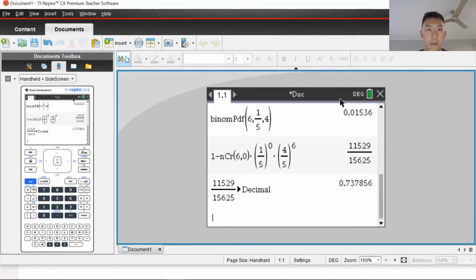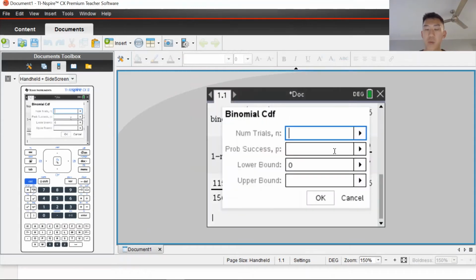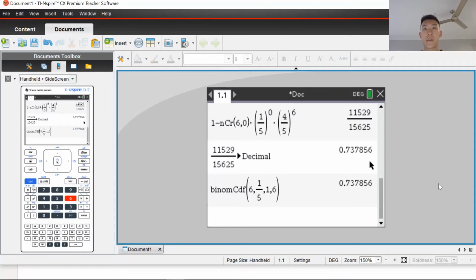Okay, calculator method. This time we go into probability distributions, CDF, because we want more than one value of x. So number of trials is still 6, probability is still 1/5 of success. Our lower bound is 1 because we're starting at x equals 1 and we want to add all the probabilities up to x equals 6. So that's our upper bound. Press OK, same answer.